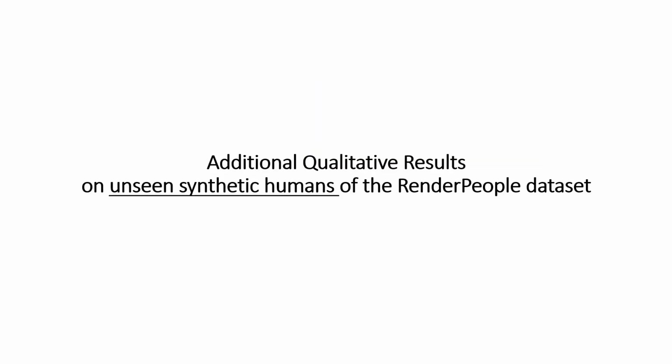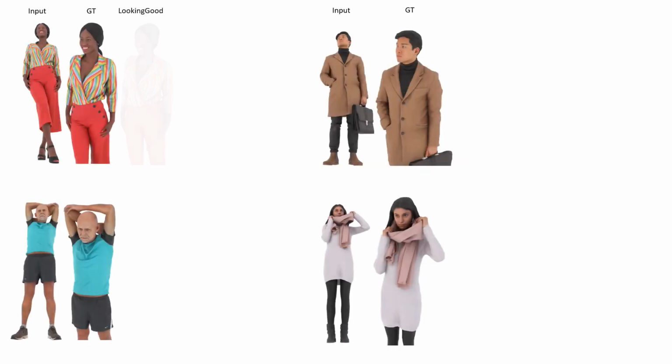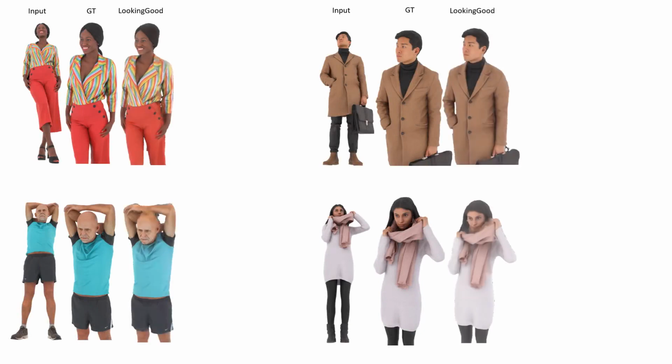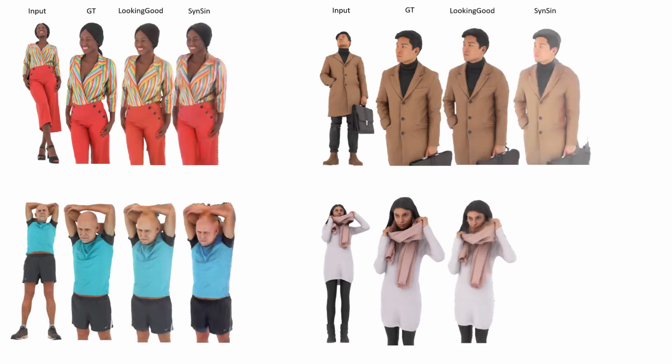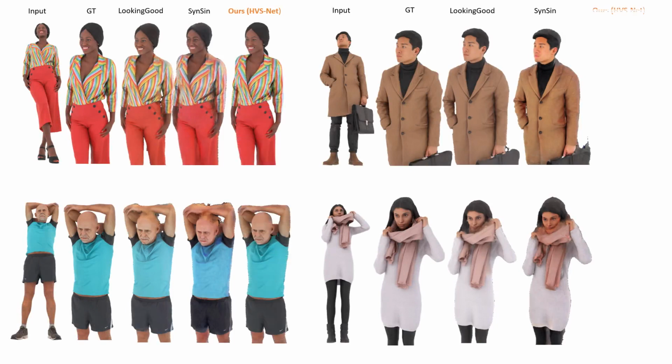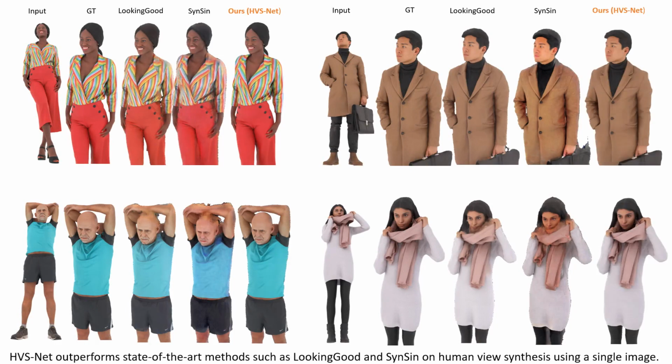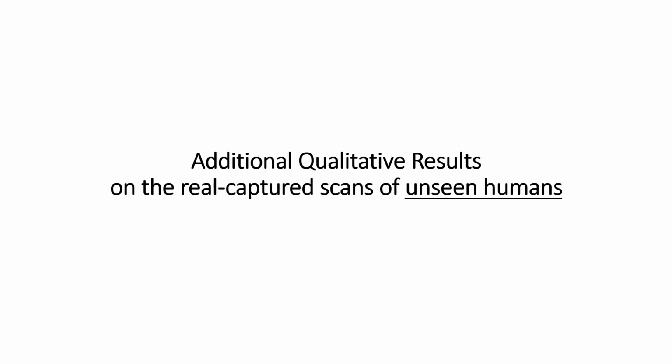We train our method on the training set of the RenderPeople dataset. Here we show the additional qualitative result on the unseen synthetic human on the testing set of the RenderPeople dataset. Although our method has been trained on purely synthetic data, our method generalizes out of the box on the unseen real human.